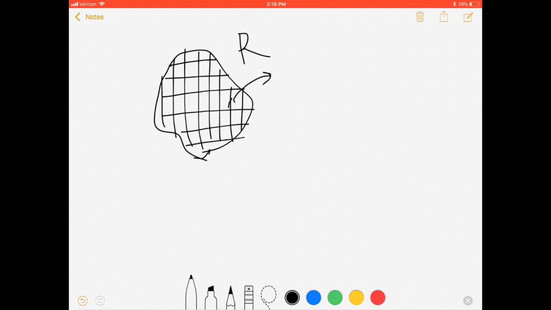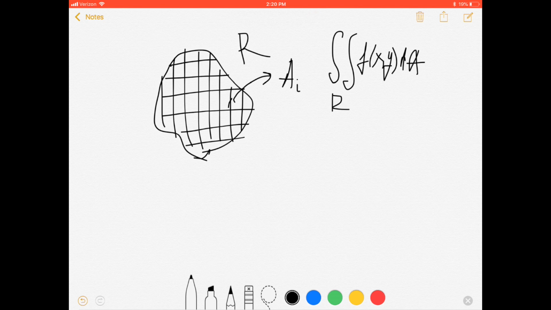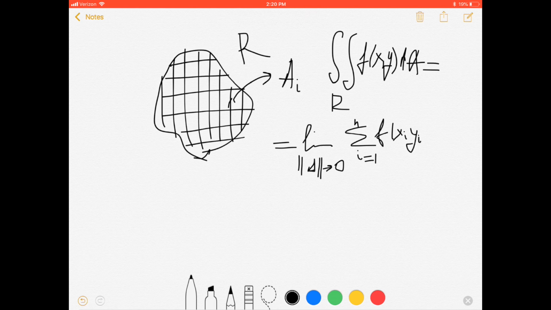Each square will be ΔA_i. And the double integral of the function f, which depends on x and y, dA for region R will be the limit as the measure of delta approaches 0 of the partial sum, i changing from 1 to n, of the value of your function at the point (x_i, y_i) times ΔA_i.